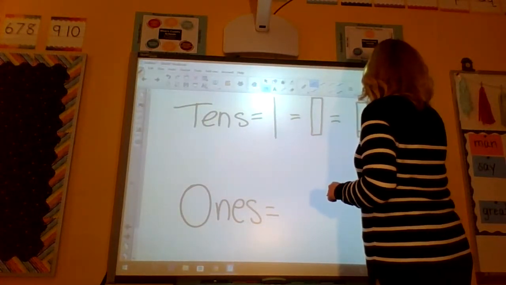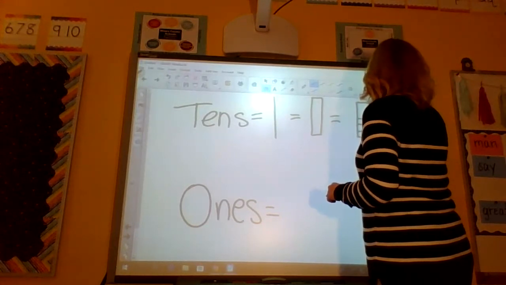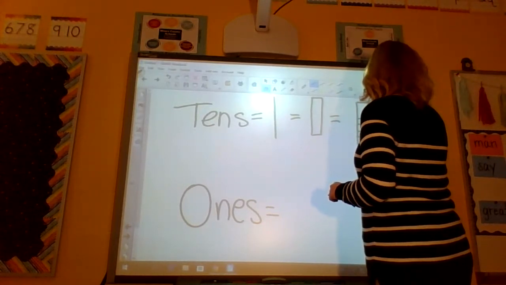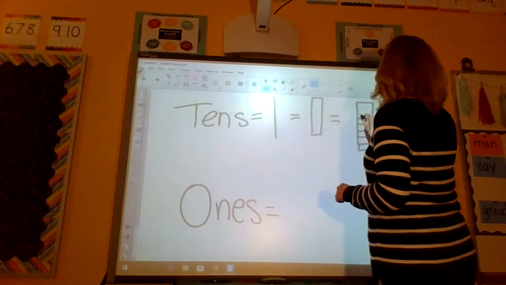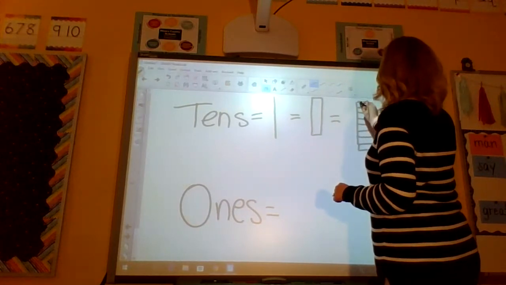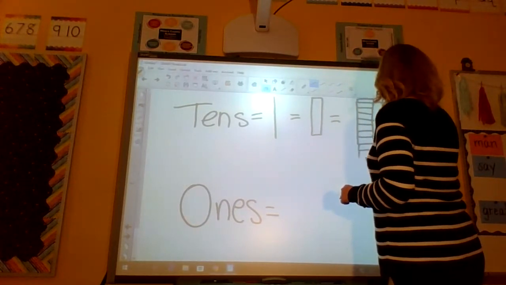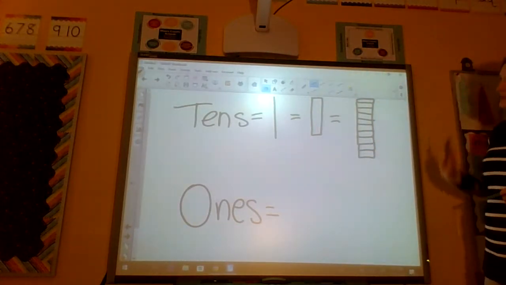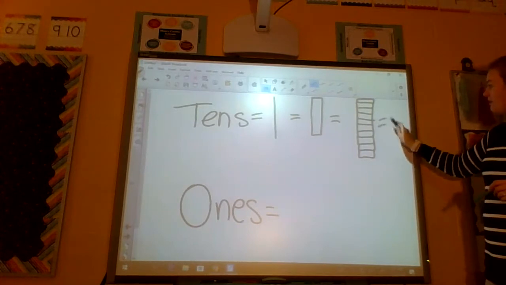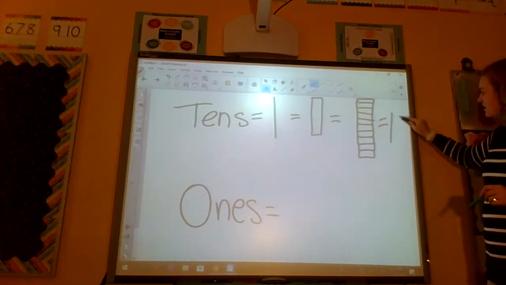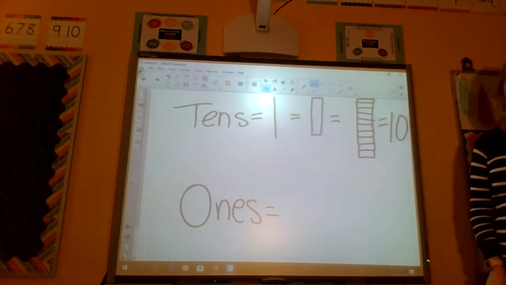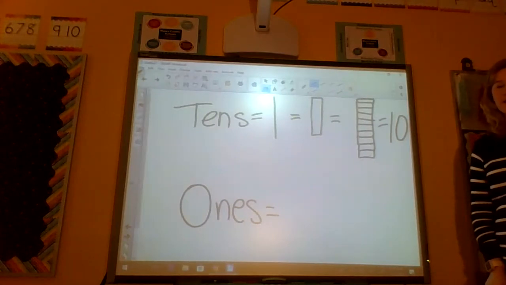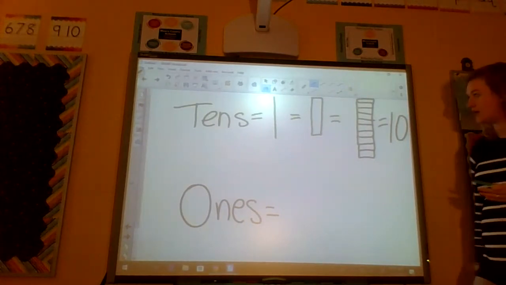So, one. Back to make it bigger. 4, 6, 7, 8, 9, 10. I had to add some. So it's 10 ones cubes stacked on top of each other. And the value of this is 10. When we're talking about the value, it is 10.